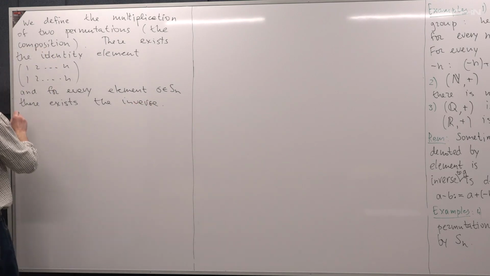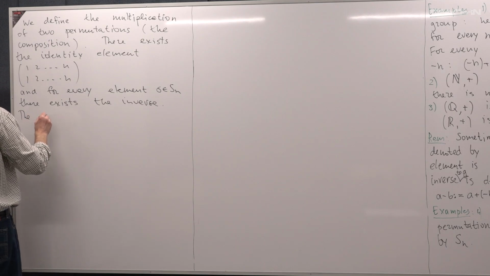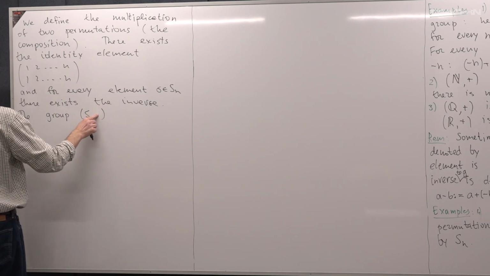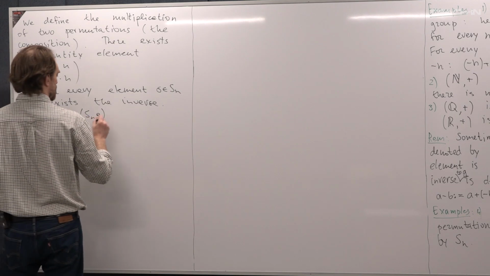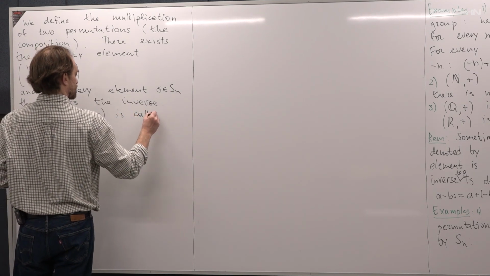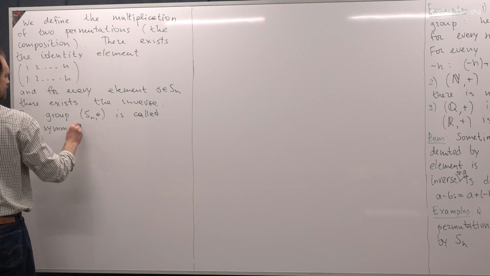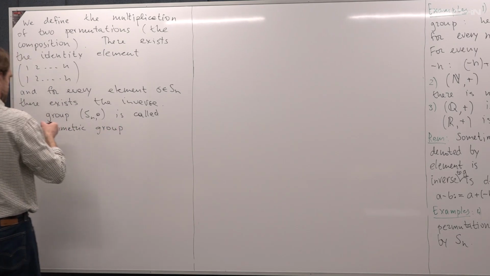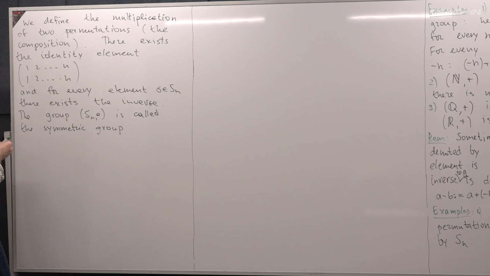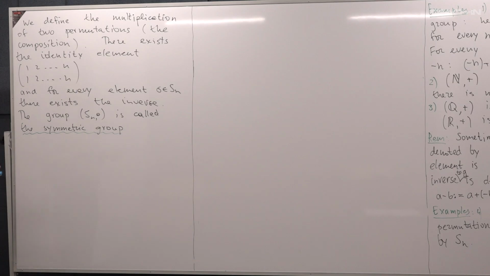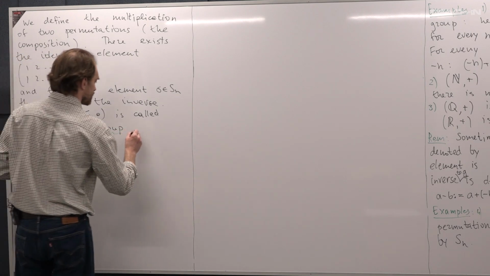So the group Sn, and maybe I'll use the composition, is called the symmetric group. So we have one more example of a group which is not a subset of the set of real numbers. So this is a group, and note that this group is not abelian.